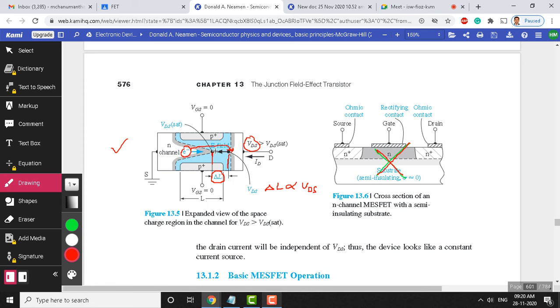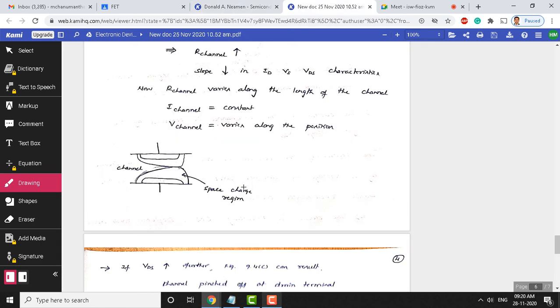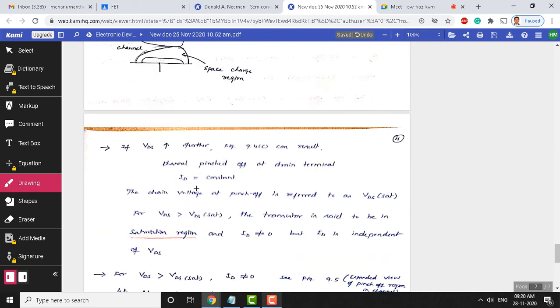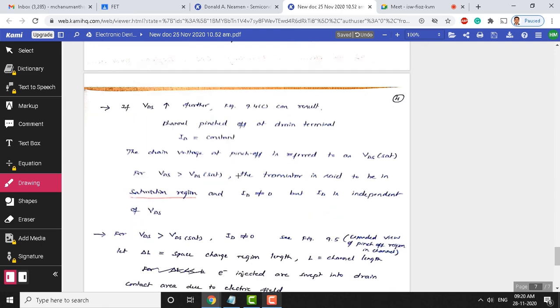The drop will be very high here, and as you move towards the source side, the voltage drop keeps decreasing, and the current, as we have said with reference to current, the channel current becomes almost constant, but the voltage in the channel keeps varying along the position. If VDS is increased further, as we have shown in the diagram, the channel gets pinched off at the drain terminal, then ID becomes constant.